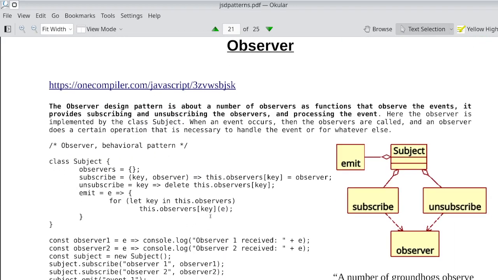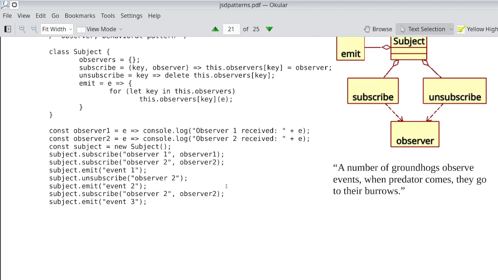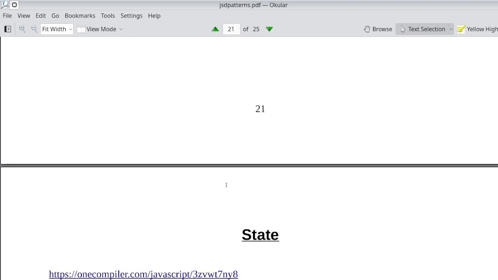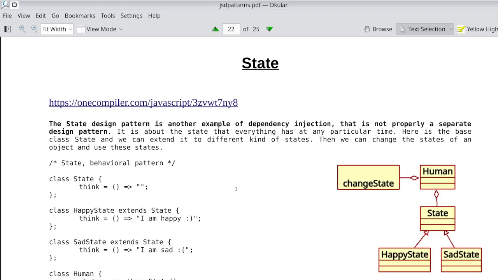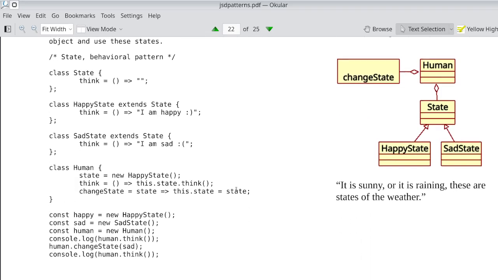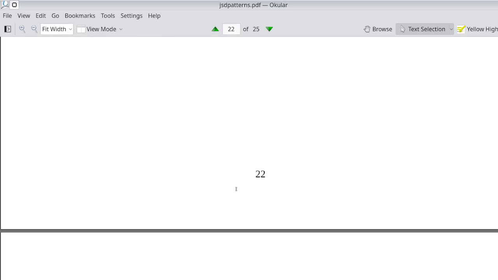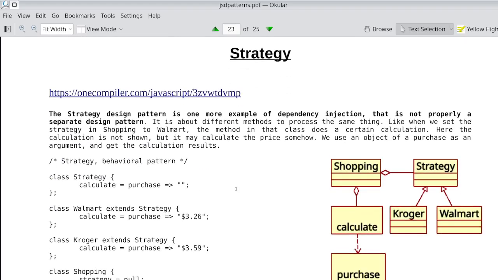The observer design pattern is about a number of observers as functions that observe the events. It provides subscribing and unsubscribing the observers and processing the event. The state design pattern is another example of dependency injection that is not properly a separate design pattern. The strategy design pattern is one more example of dependency injection that is not properly a separate design pattern.